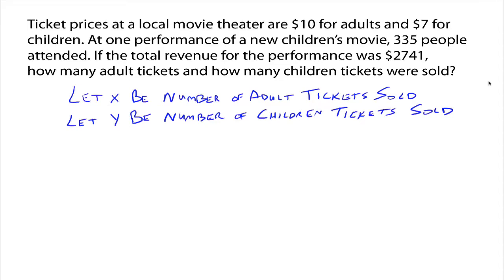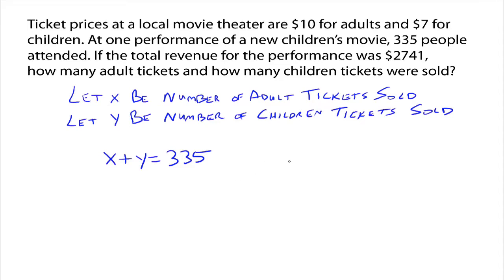So how do we determine that? Well, we know that if x is the number of adult tickets sold and y is the number of children tickets sold to this particular performance, and we know that 335 people attended that performance, then we can get an equation. We know that x plus y has to equal 335. That's the total: adult tickets plus children tickets equals the total 335 tickets sold. So there's one equation. We just have one more to go.